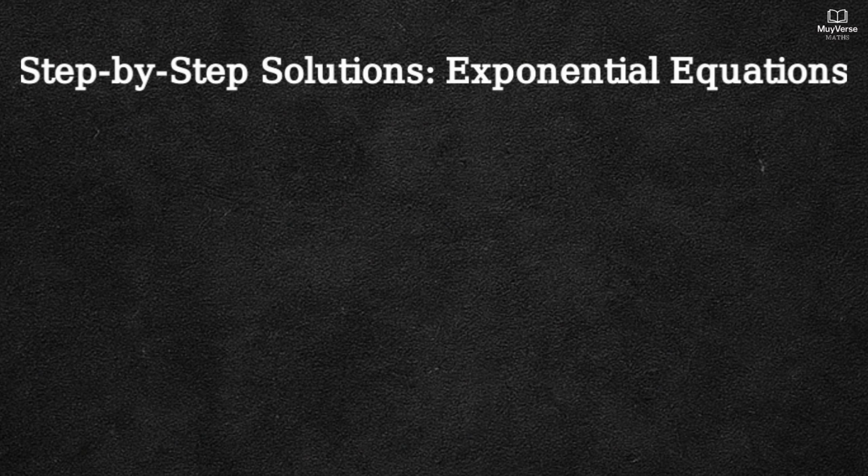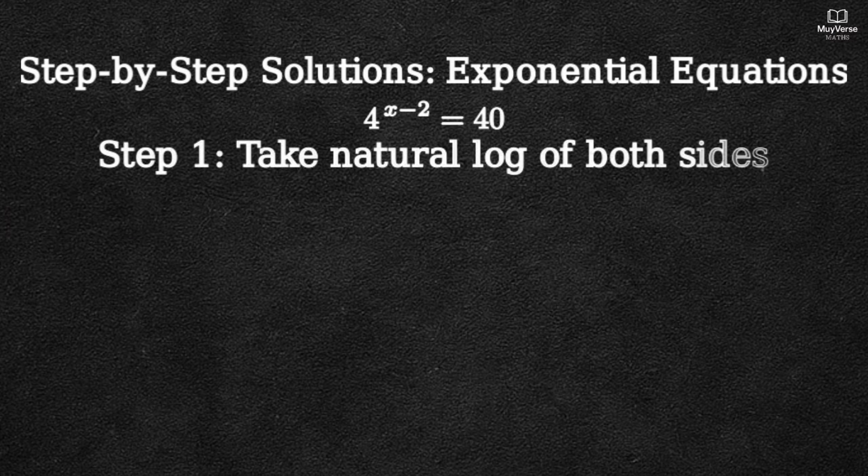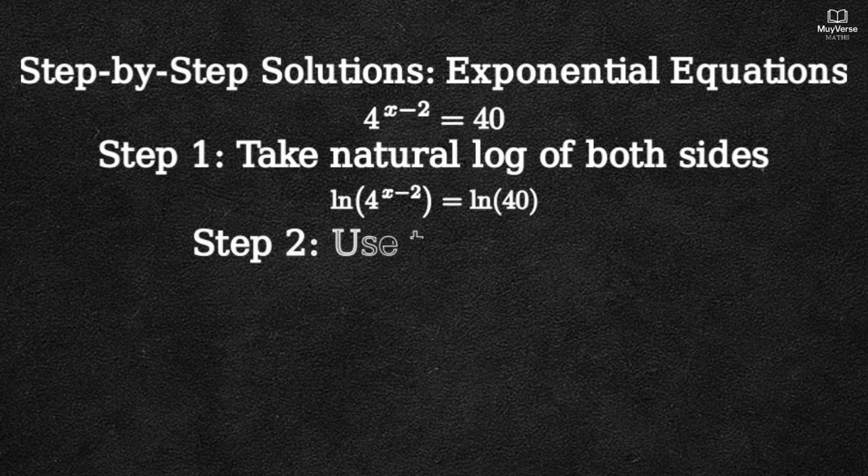Problem A. 4 to the power x minus 2 equals 40. Step 1. Since the variable is in the exponent, take the natural log of both sides. Step 2. Use the power rule of logarithms. The exponent multiplies in front.